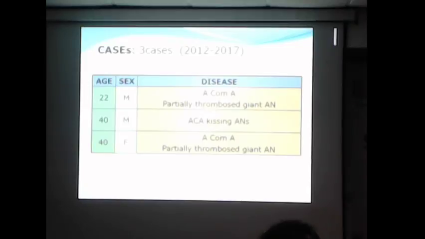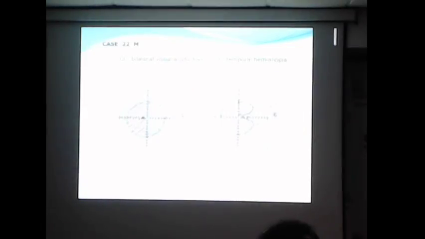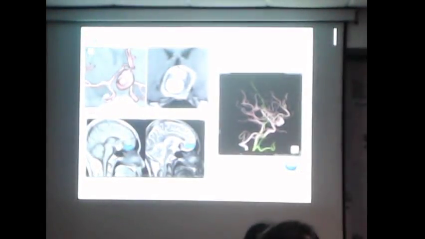I experienced 3 cases in the last 5 years. A 22-year-old male presented with bilateral visual acuity loss and bitemporal hemianopia. CT angiography showed a huge aneurysm in the pituitary fossa. MRI showed a partially thrombosed aneurysm, 35 millimeters in size.